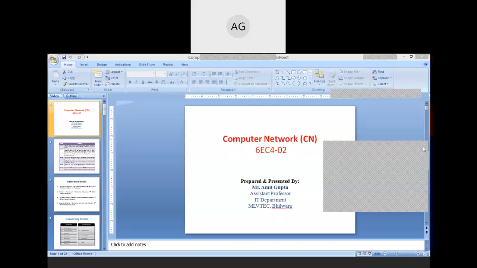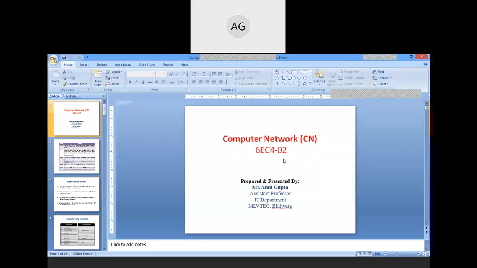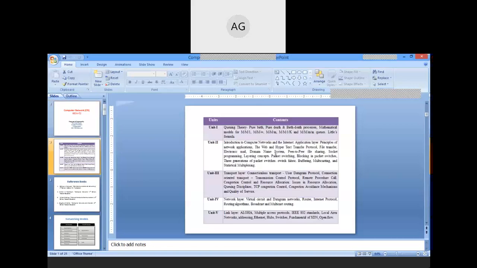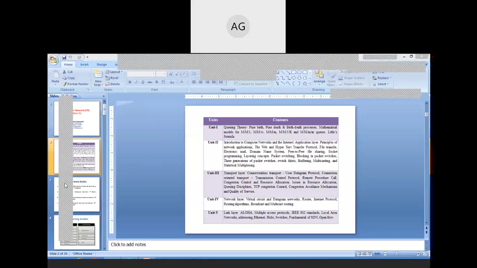so let's start. The subject name is computer network, and this is the code 6EC402. This is the code for this subject, and this is the syllabus of the subject according to RTU. Let me briefly discuss the syllabus first so that you can understand it somewhat. What are the units of the subject and what we are going to study in these units.